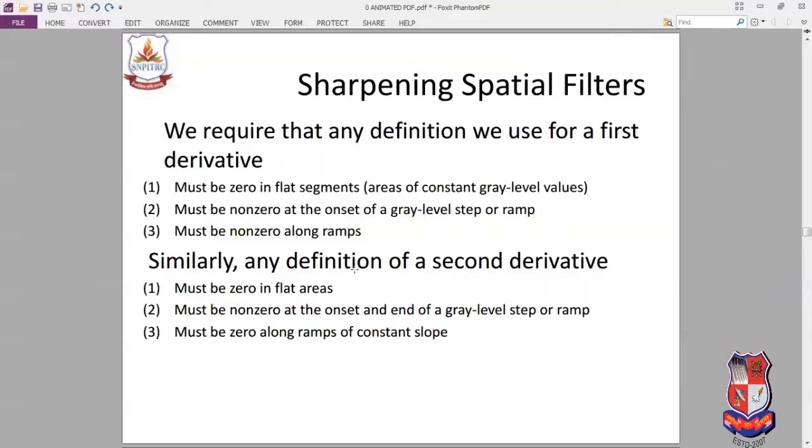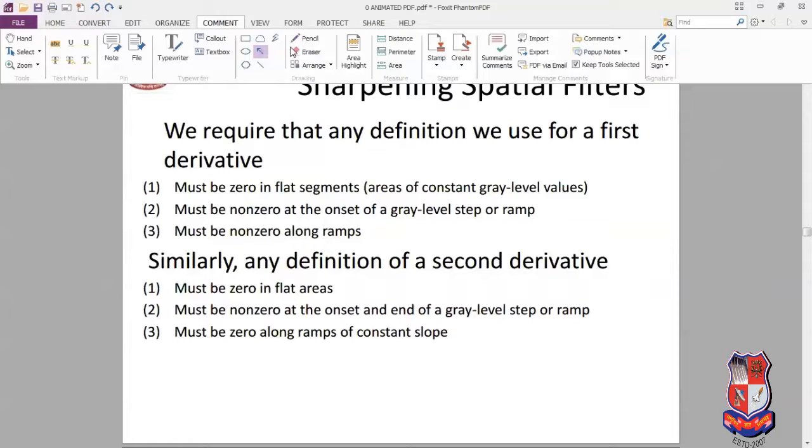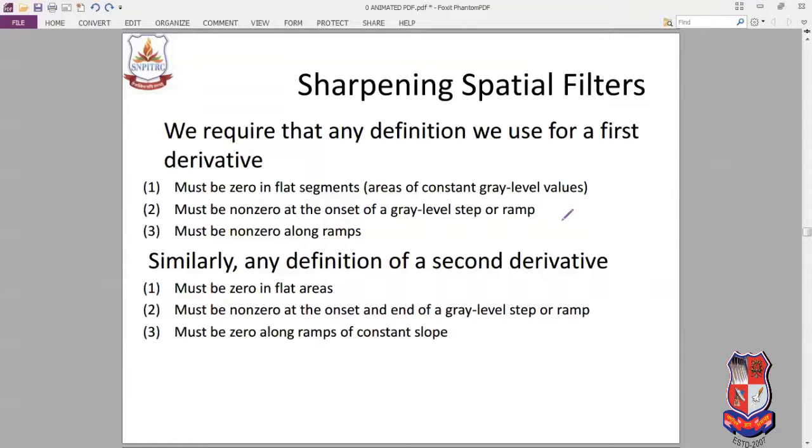A gray level step or a gray level ramp: if you are considering a particular grayscale, and it is zero, meaning black, and suddenly it moves to white, this is nothing but the gray level step. On the contrary, if the values are black and then gradually move towards white, it is known as the gray level ramp. 0 represents black, and 255 or 1.0 represents white. Gradually moving from black to white is the ramp, and suddenly moving from black to white is a gray level step.